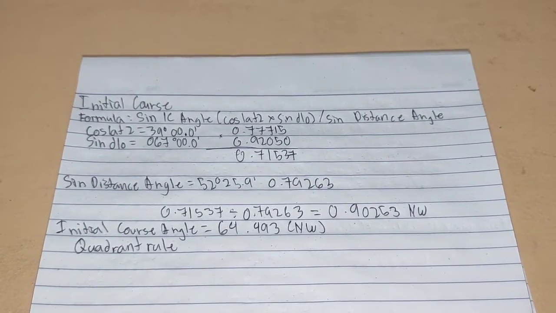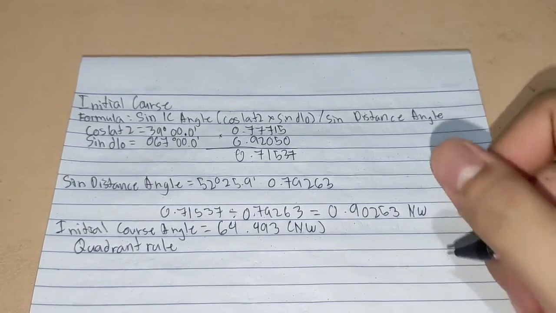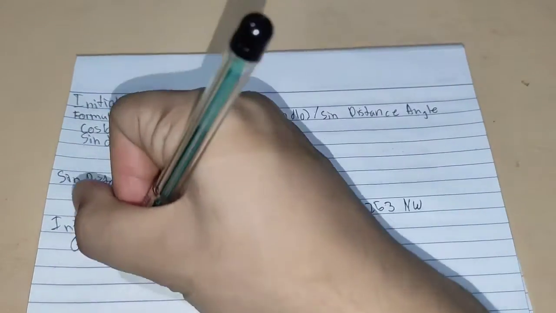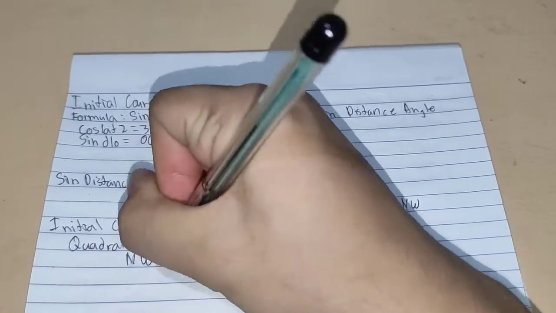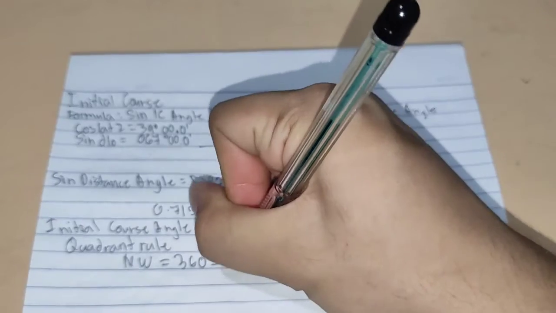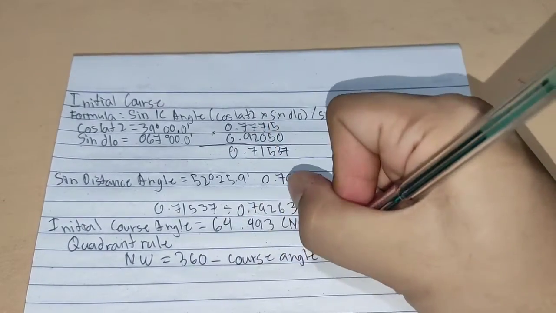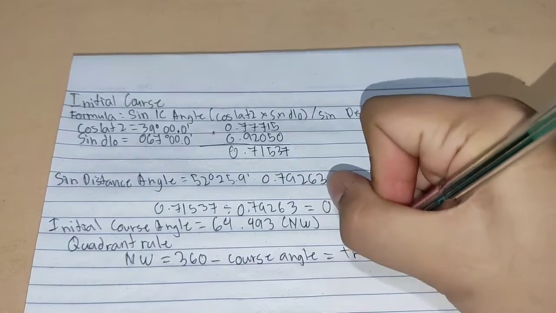So now we are performing the quadrant rule. So quadrant rule in Northwest. So this is the formula. Northwest is equal to 360 minus course angle is equals to true course.